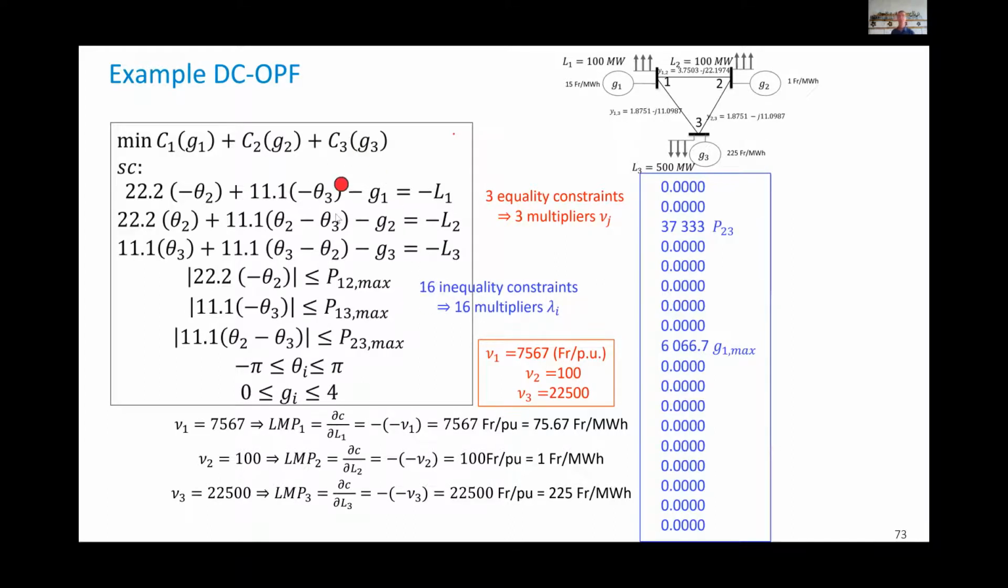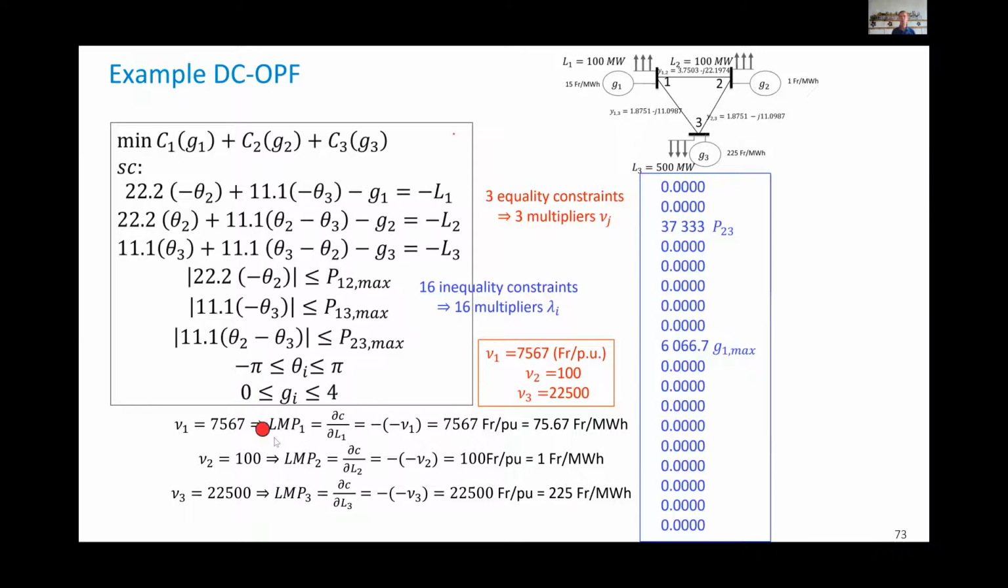So that's hidden behind this. If I look in detail at the MATLAB solver and I ask for all the multipliers, it will return to me 16 inequality constraints multipliers and 3 equality constraints multipliers. Here are the values that are returned by MATLAB.